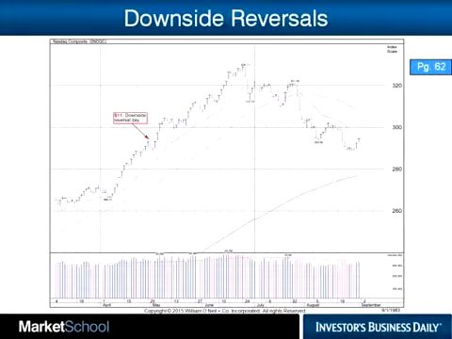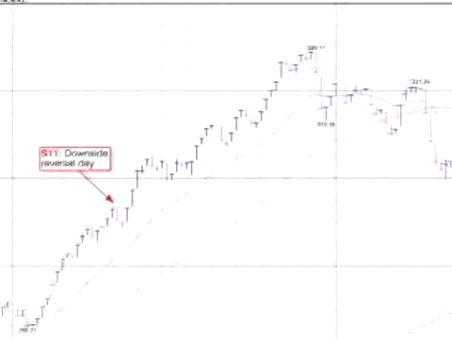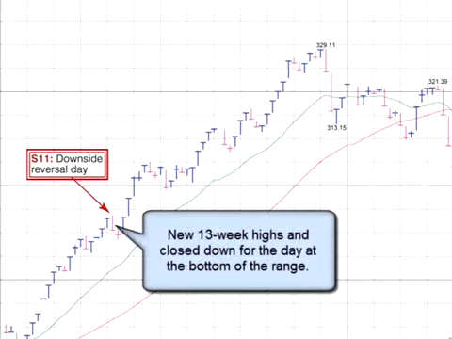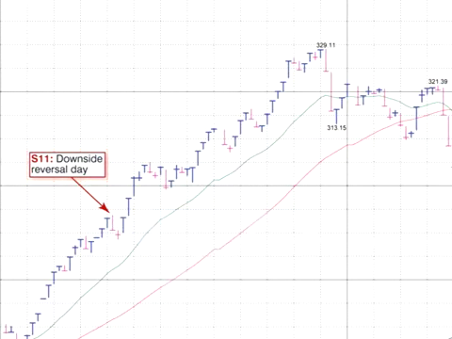On page 62, let's go over some more examples. Here we're rallying up nicely, and you get a downside reversal. Again, new 13-week highs, closed down for the day at the bottom of the range. Now in this instance, it only led to one more day of weakness, so it wasn't that helpful in this case, but you never know.